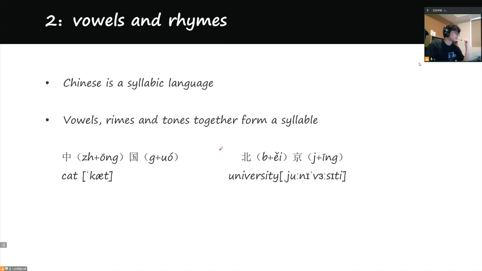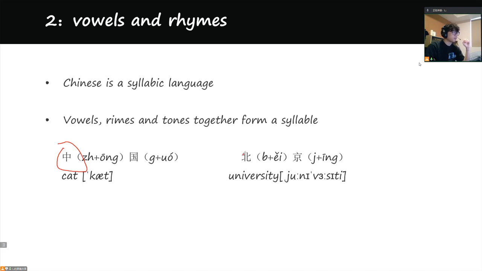Here are some examples of Chinese words. The first word we pronounce as 中国, which means China. The first character 中 is made up of an initial z, a final ong, and a tone of 音频. When we put these three things together, we pronounce it as 中.